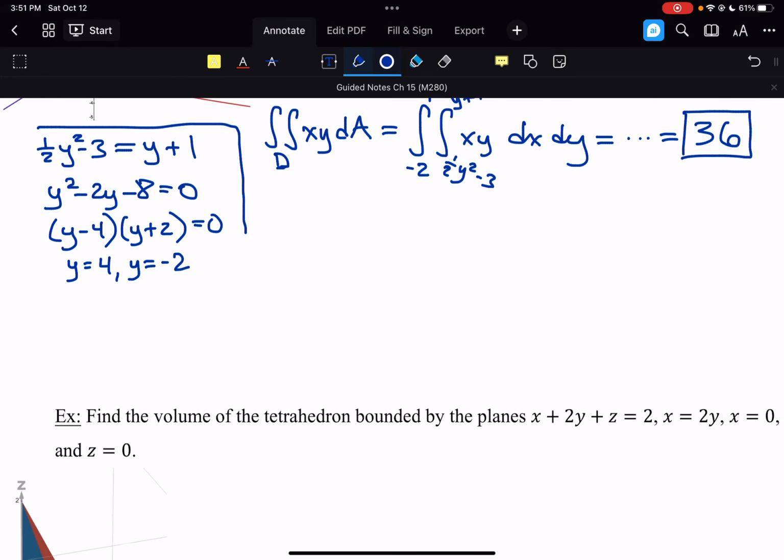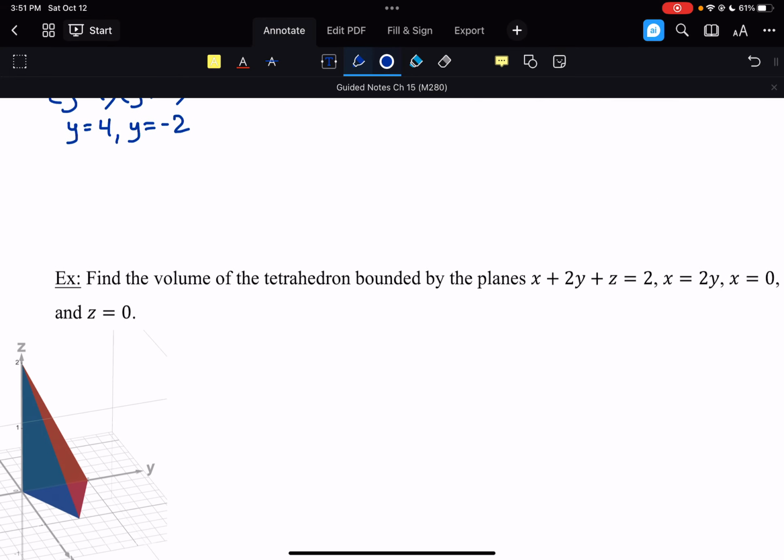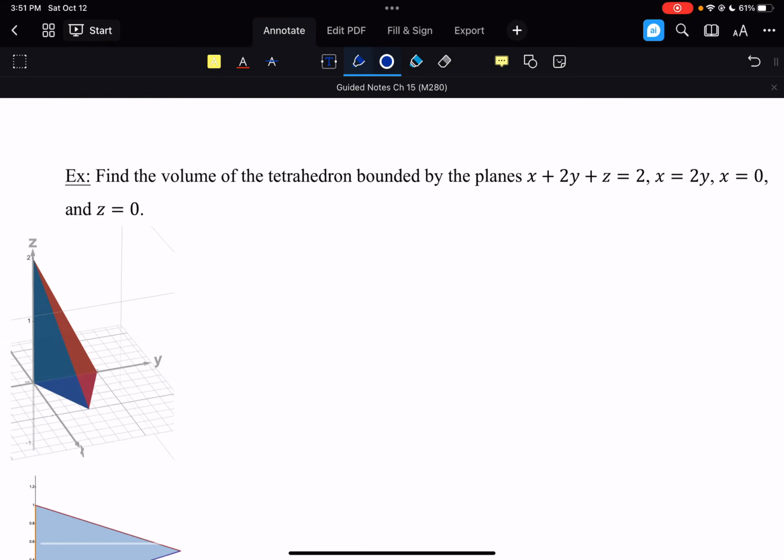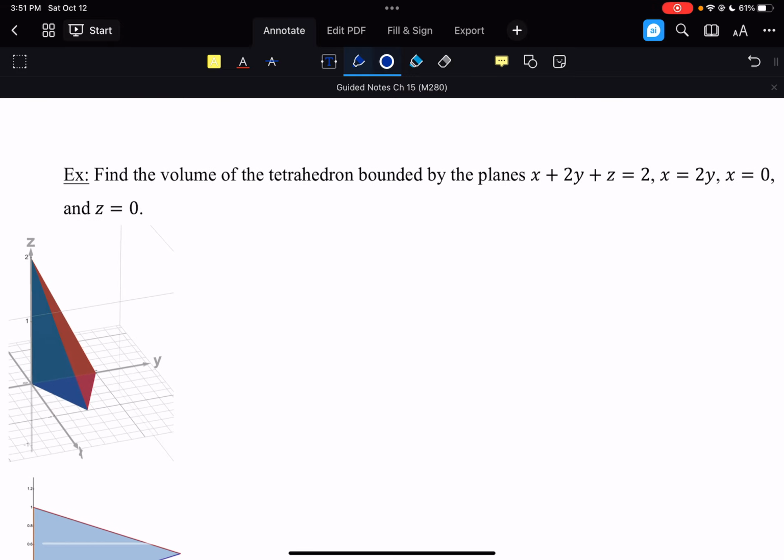If we take a look at the next one down here, find the volume of the tetrahedron bounded by these planes. So x plus 2y plus z equals 2, x equals 2y, x equals 0, and z equals 0.